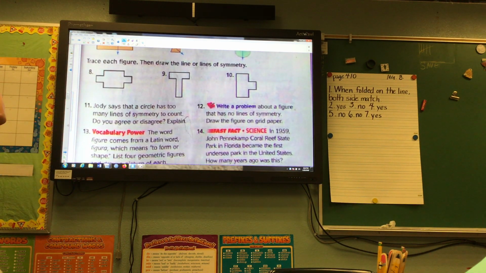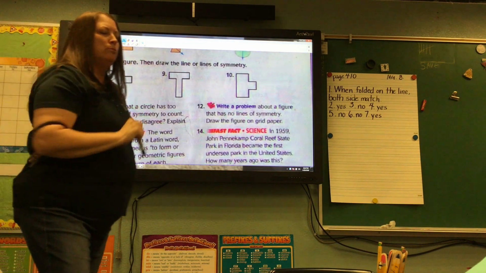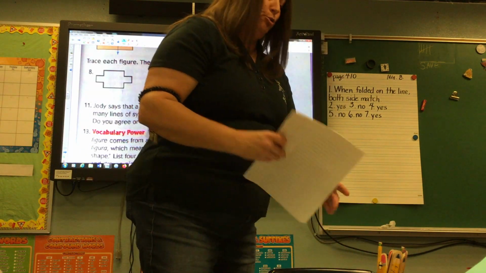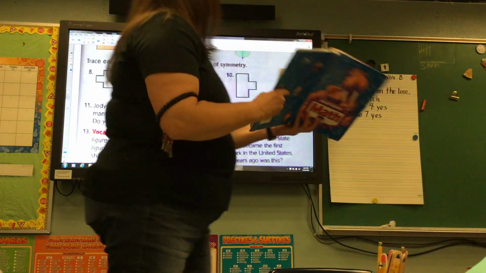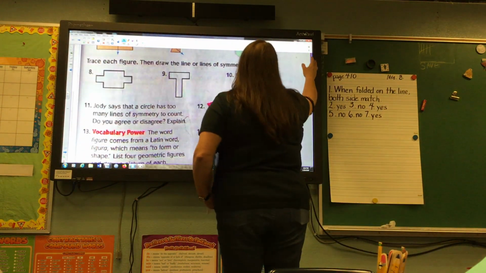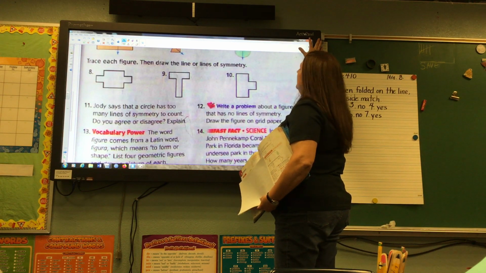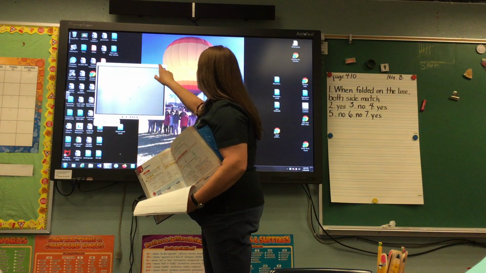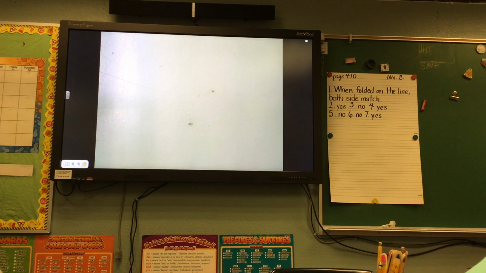Okay, now I would like us to take a look at number 8, 9, and 10. Now, I'm going to switch from my board to my Elmo so we can look at these together. So you're going to need your paper and your book. I will meet you in just a second so we can check these out. We're going to be tracing these shapes and then drawing the lines of symmetry. So let's take a look at that real quick. Let me get my book ready and take a look.